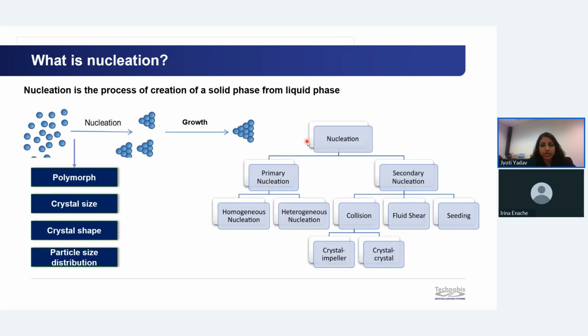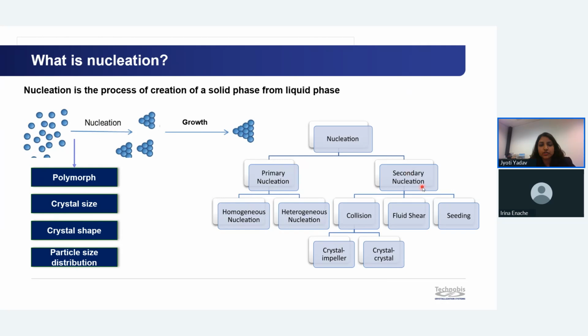What are different types of nucleation? Nucleation can be categorized into primary nucleation and secondary nucleation. Primary nucleation is formation of crystals or nucleus in the absence of its own kind of crystals, and it can be further categorized into homogeneous nucleation and heterogeneous nucleation. So homogeneous nucleation is formation of nucleus spontaneously in a supersaturated solution without the presence of any foreign particles, whereas heterogeneous nucleation is formation of crystals on a pre-existing surface, which can be provided by any impurity, reactor surface, or stirrer surface.